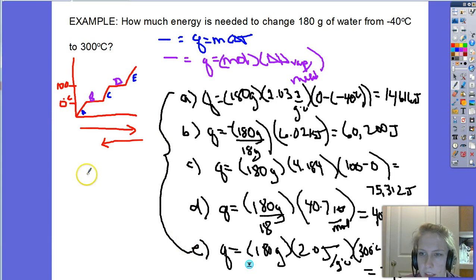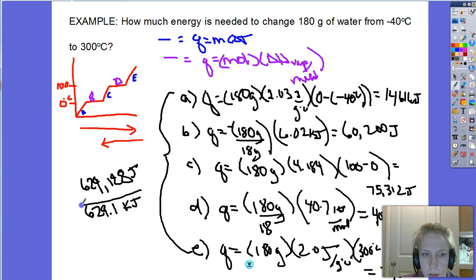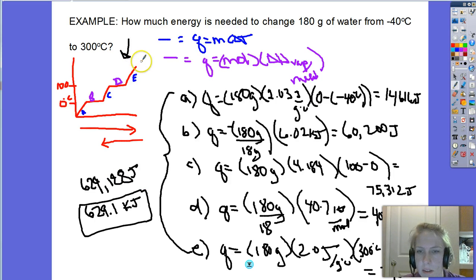Now, to finish the problem, you have to sum up the energy from all of these. Make sure that you are aware of all sign changes and anything like that. And if you do that, you get 629,128 joules, and I converted that back to kilojoules just because it's a smaller number. So yes, these are lengthy problems, but you definitely want to draw this. I want to see it on your test, and it'll help you out.